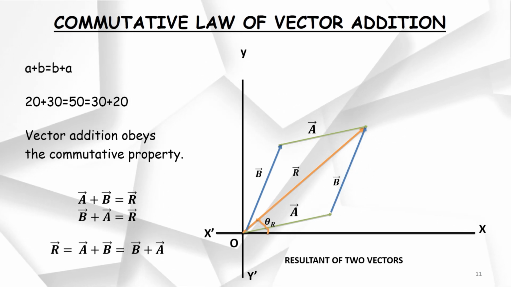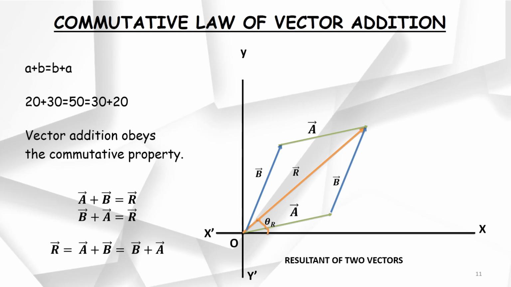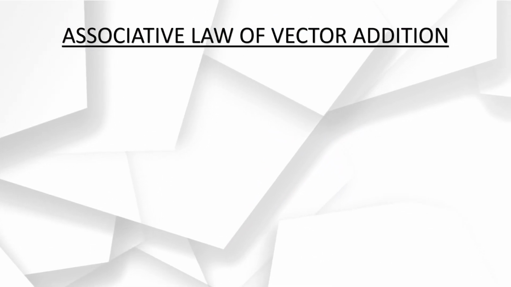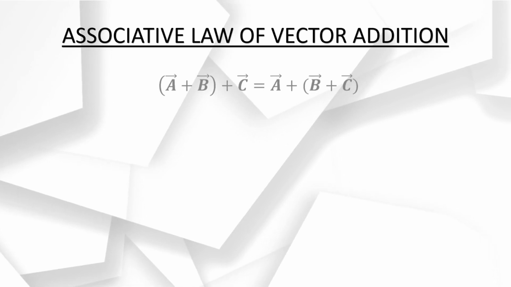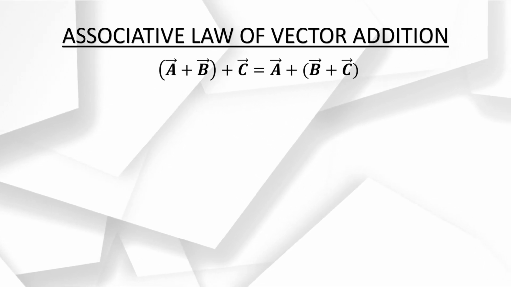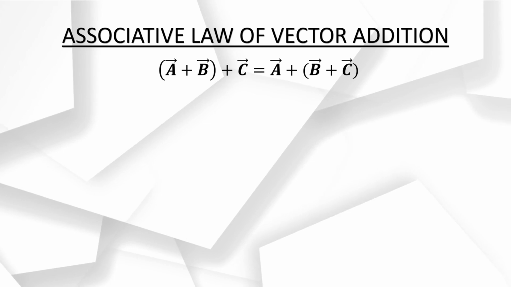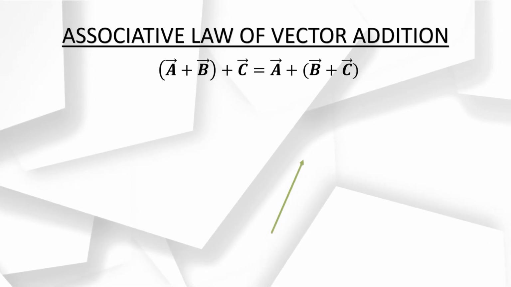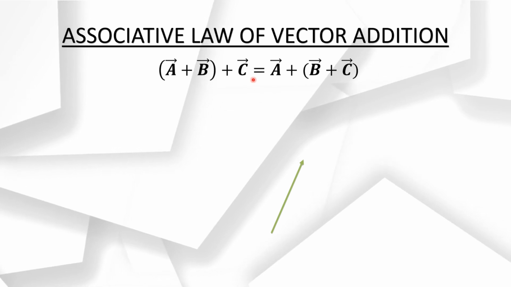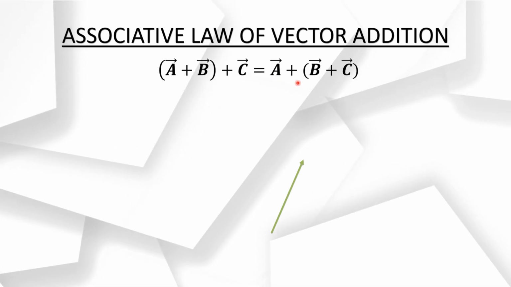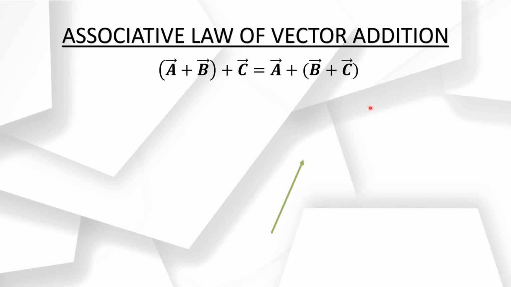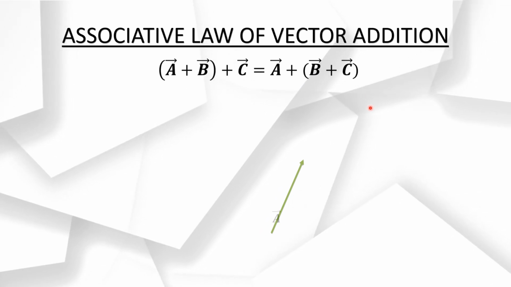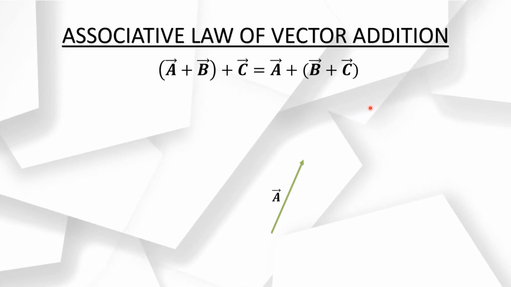So the second property of vector addition is the associative property, which states that when we add three or more vectors, the order in which we add them doesn't change the result. Mathematically, this means that (a plus b) plus c is equivalent to a plus (b plus c). To prove this, let's consider three vectors a, b, and c, and we will add them in different orders and show that the resultant vector is the same.